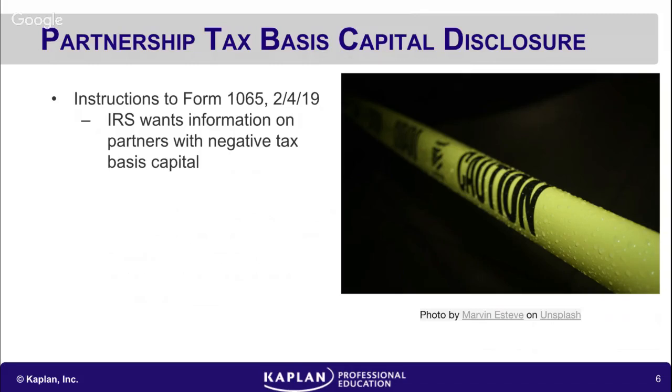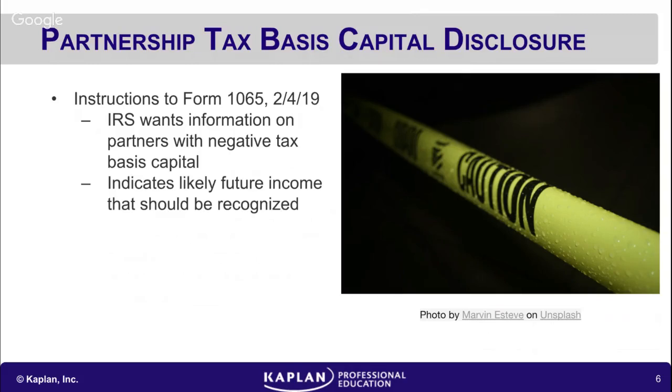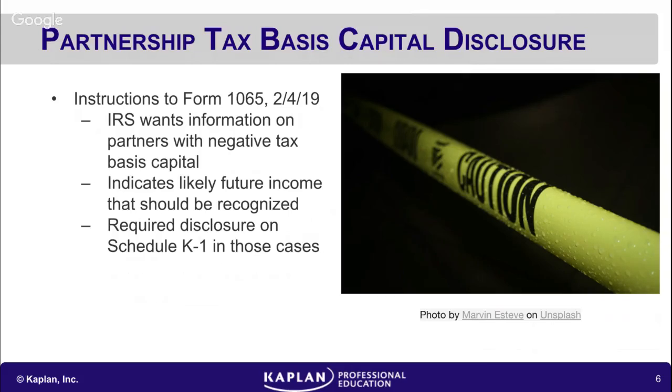Well, this is where the problem comes in. This year, if you're doing either one of those, you have to put a disclosure on Schedule K-1. In fact, what you're going to find here is there actually is a new code, Code AH, that goes on line 20 of Schedule K-1. And you're going to have to list such partners' beginning and ending shares of tax basis capital.